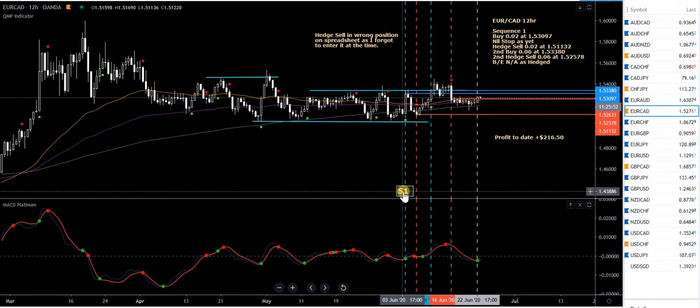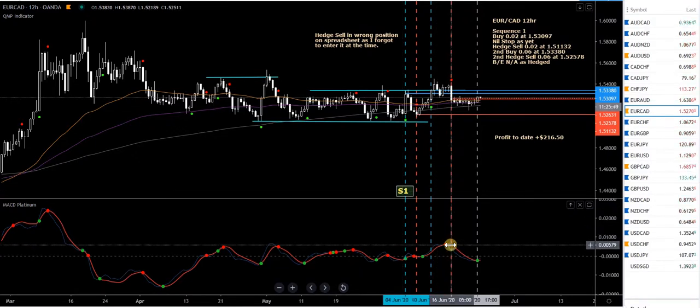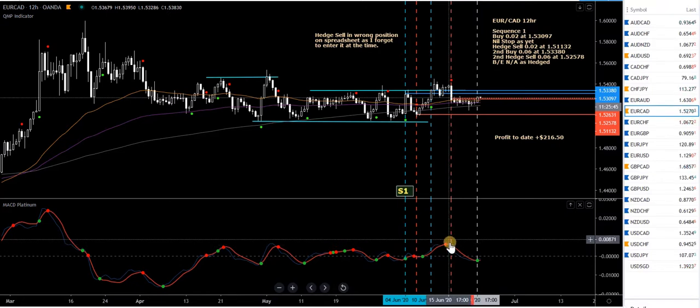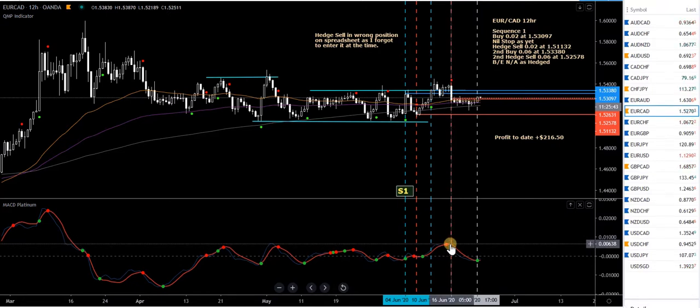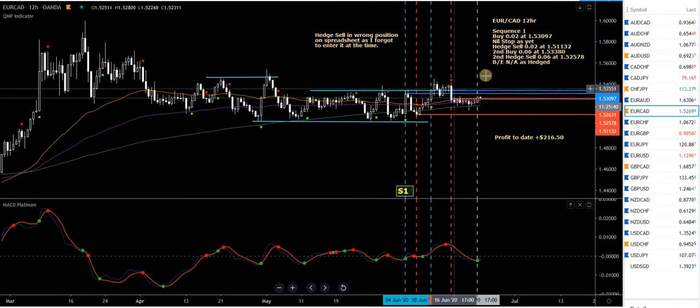Meanwhile, sequence 2 was actually a sell, and I can take more than one trade on the same candle, which I do sometimes, or I do a lot of times actually. So I took a sell on this, which is the hedge sell. It was a new sequence.